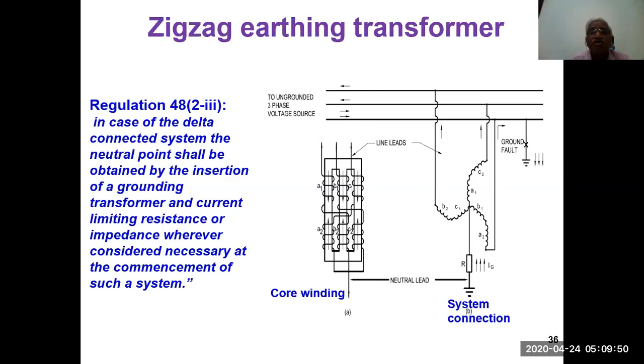This is the same thing, a zigzag earthing transformer. In this transformer, instead of a normal star connection, a zigzag connection is given. That means it will have one connection here, one is in parallel with something else, and some other phase is also connected. This comes under regulation 4823: in case of a delta connected system, the neutral point shall be obtained by the insertion of a grounding transformer and current limiting resistance or impedance wherever considered. So this system doesn't have a grounded neutral. So this is an auxiliary system.